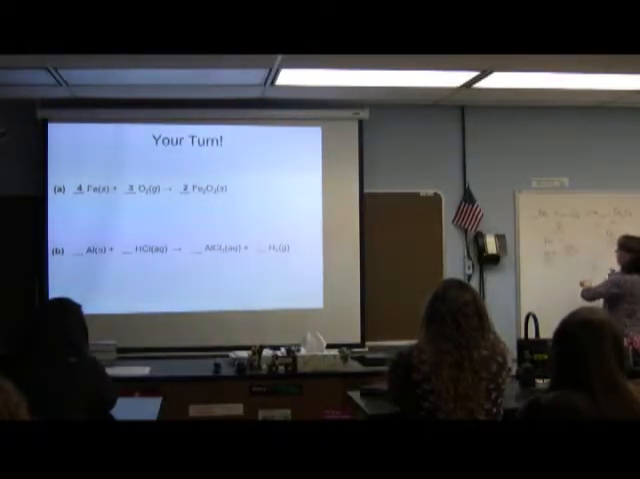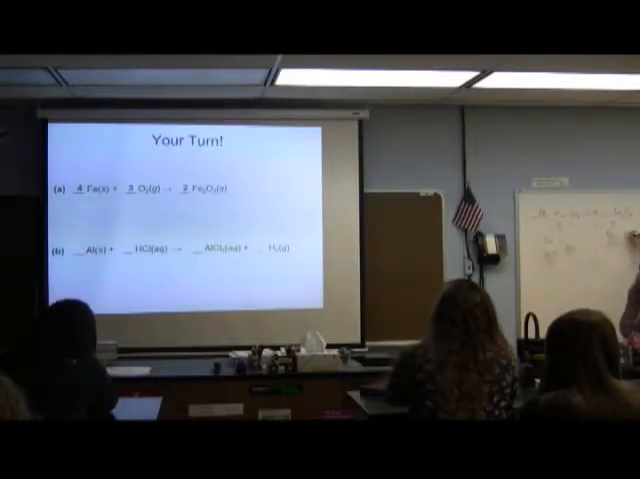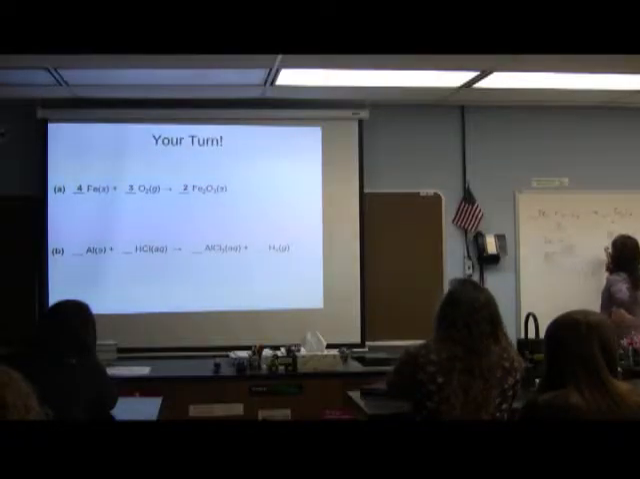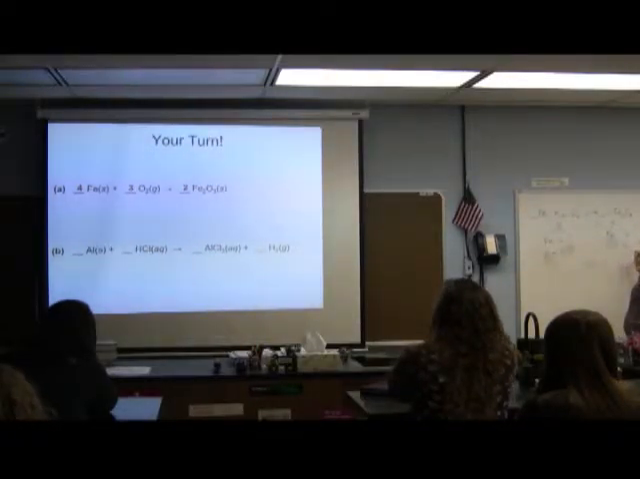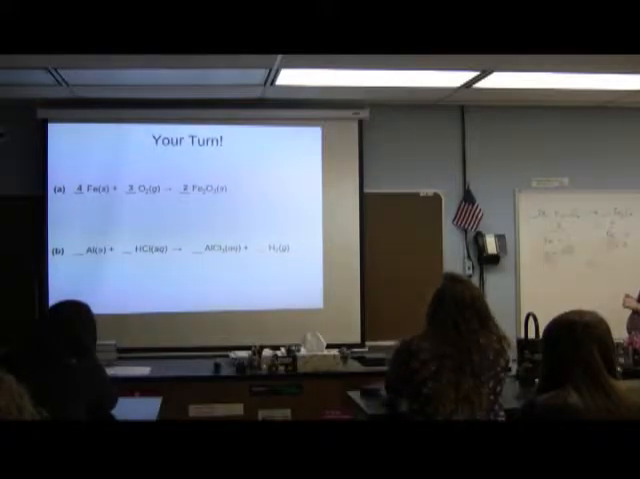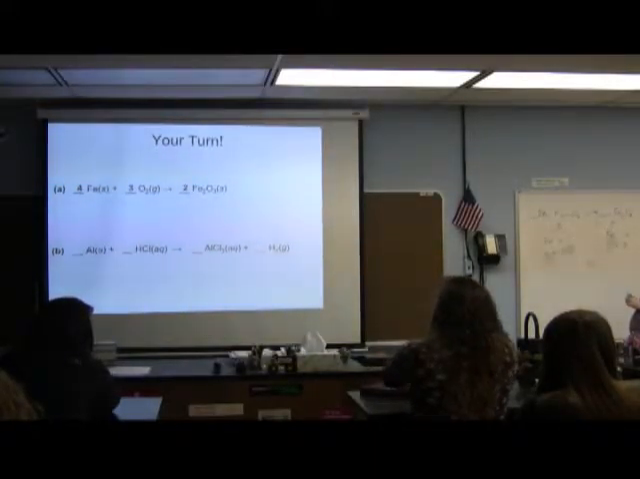How many irons do I have on the reactants? One. How many irons do I have on the products? Two. Okay. Oxygens, how many on the reactants? Two. And how many on the products? Three. Okay, so let's look at this. Let's balance. Which one do you want to do first? You want to do oxygen?